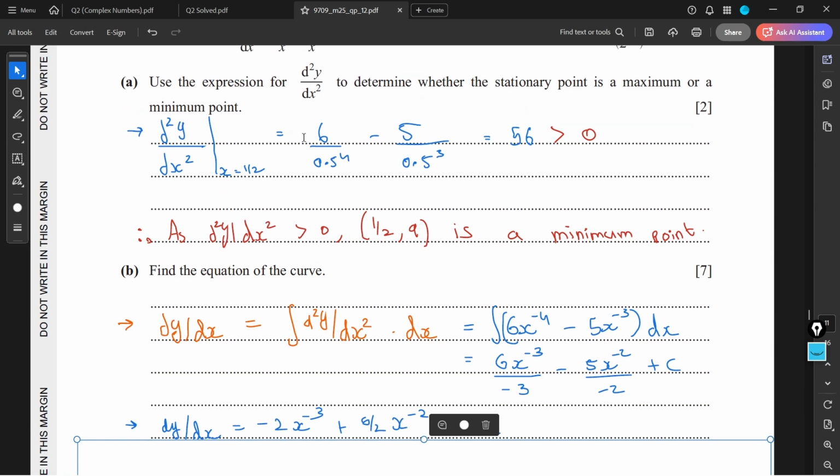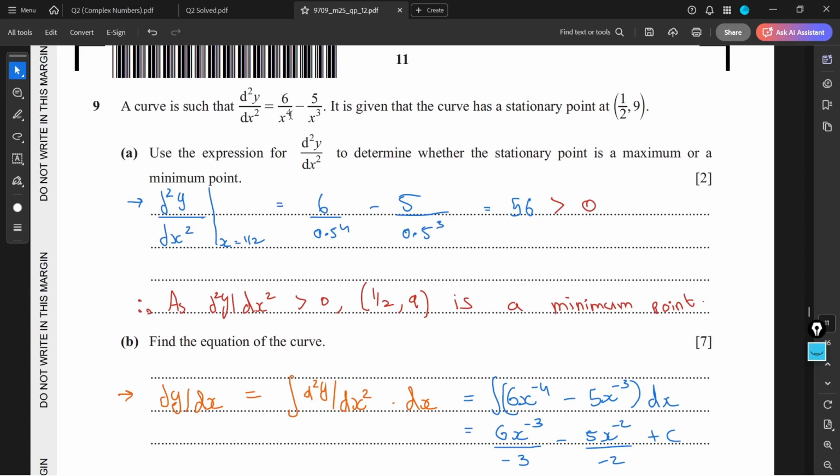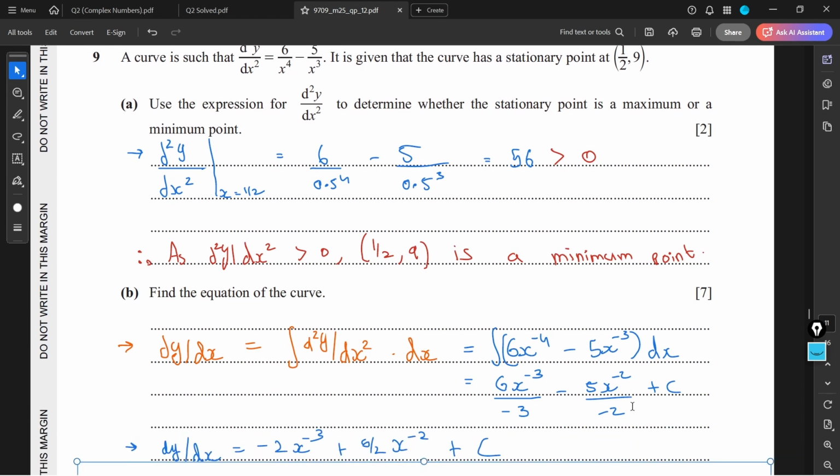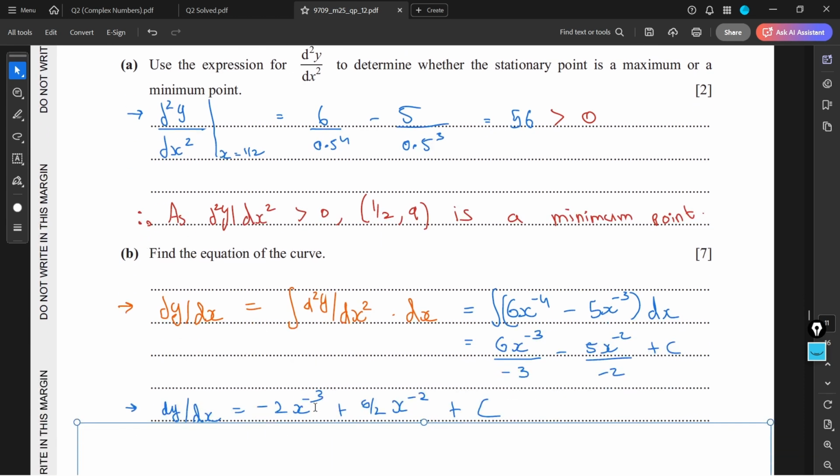Because the double derivative over here is 6x to the power of negative 4 minus 5x to the power of negative 3, if I integrate this using the power rule, I'll end up with minus 2x to the power of negative 3 plus 5 by 2 x to the power of negative 2 plus c. Now the question is, how will you find out the value of c? Over here we know that because it's a stationary point, dy/dx is equal to 0, at which we pass the value of x, which was the stationary point.